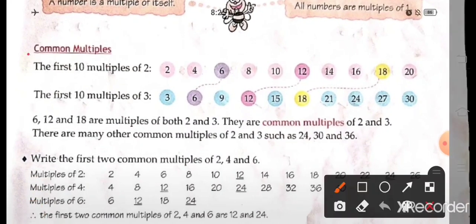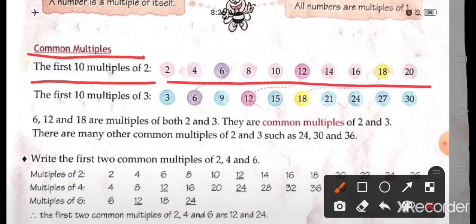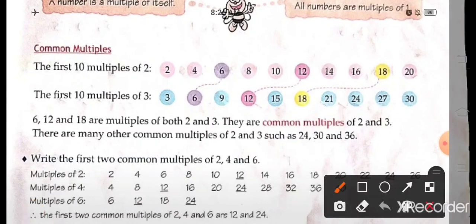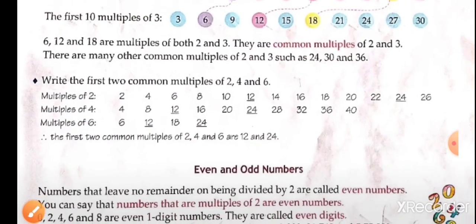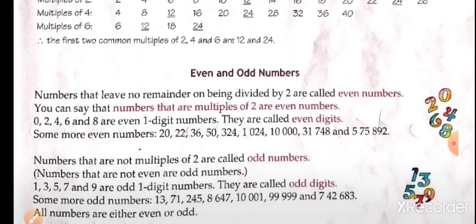Now the common multiples. The first 10 multiples of 2 are these, and the first 10 multiples of 3 are these. Now the common multiples of 2 and 3. So we can see 6 is common, then 12 is common, then 18 is common. So 6, 12 and 18 are multiples of 2 and 3, so they are common multiples of 2 and 3. Like this we take out the common multiples.